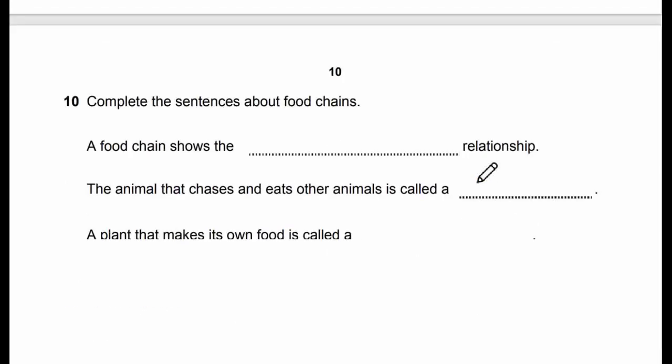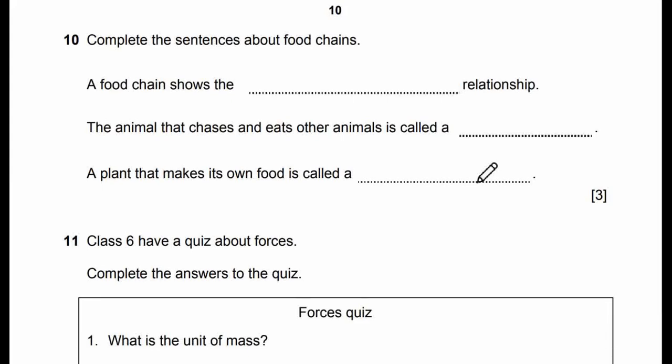Alright, next, number 10. Complete the sentences about food chains. A food chain shows the feeding relationship. An animal that chases and eats other animals is called a predator, like a lion hunting for its prey. A plant that makes its own food is called a producer.